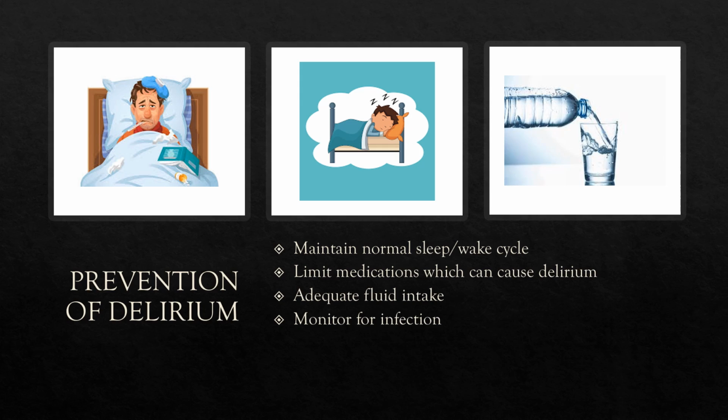As indicated previously, prevention of delirium is the best treatment. It is important to maintain a normal sleep-wake cycle and limit medications which can cause delirium. It is also important to ensure that there is adequate fluid intake to make sure that the patient is not dehydrated. It is also important to monitor for infection and to remove any unnecessary tubes that may predispose the patient to obtaining an infection.